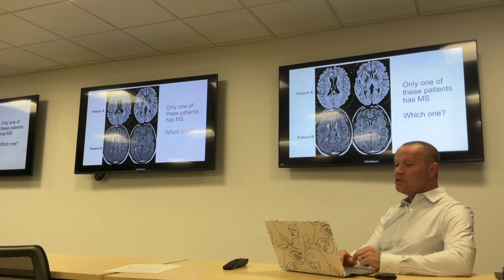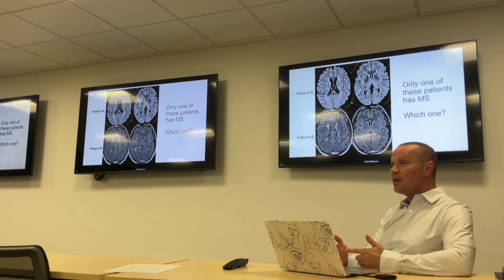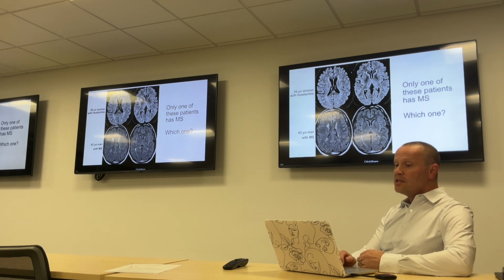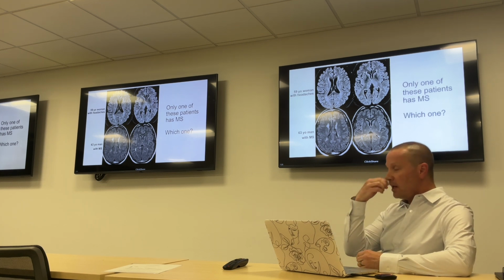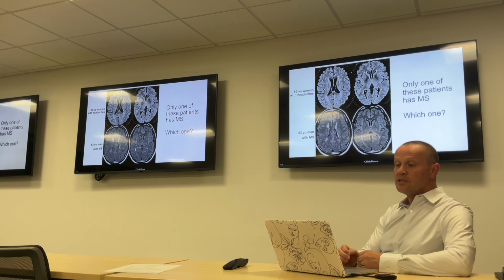So when we see white matter spots in the brain, we can't call everything MS, and we don't. We look for specific patterns. So in this case, the top patient was somebody with headaches. She's 59. She maybe has a little bit more white matter disease than I'd expect a 59-year-old to have, but this would be very typical if she were a smoker, say, or she was a diabetic. Those patients tend to have accelerated development of white matter disease.